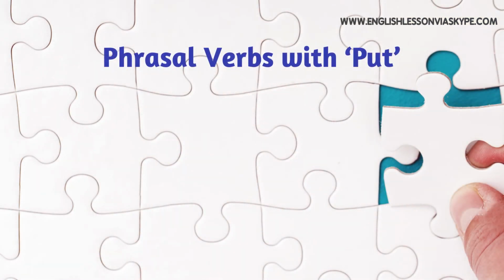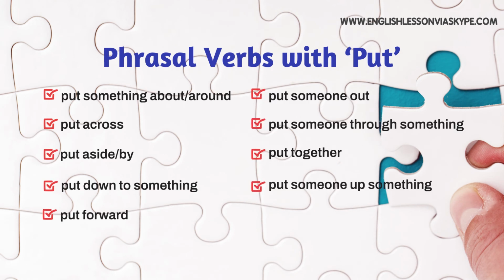Okay, so let me run through those again. Put something about, or put something around, and about and around, exactly the same preposition. Put something across, yeah, to get your point across. Put aside or put by means to save, perhaps. Put down to blame or to describe or accept how something happened. To put forward means to suggest something. To put off, to postpone or cancel. Put someone out means to inconvenience them in some way, perhaps.